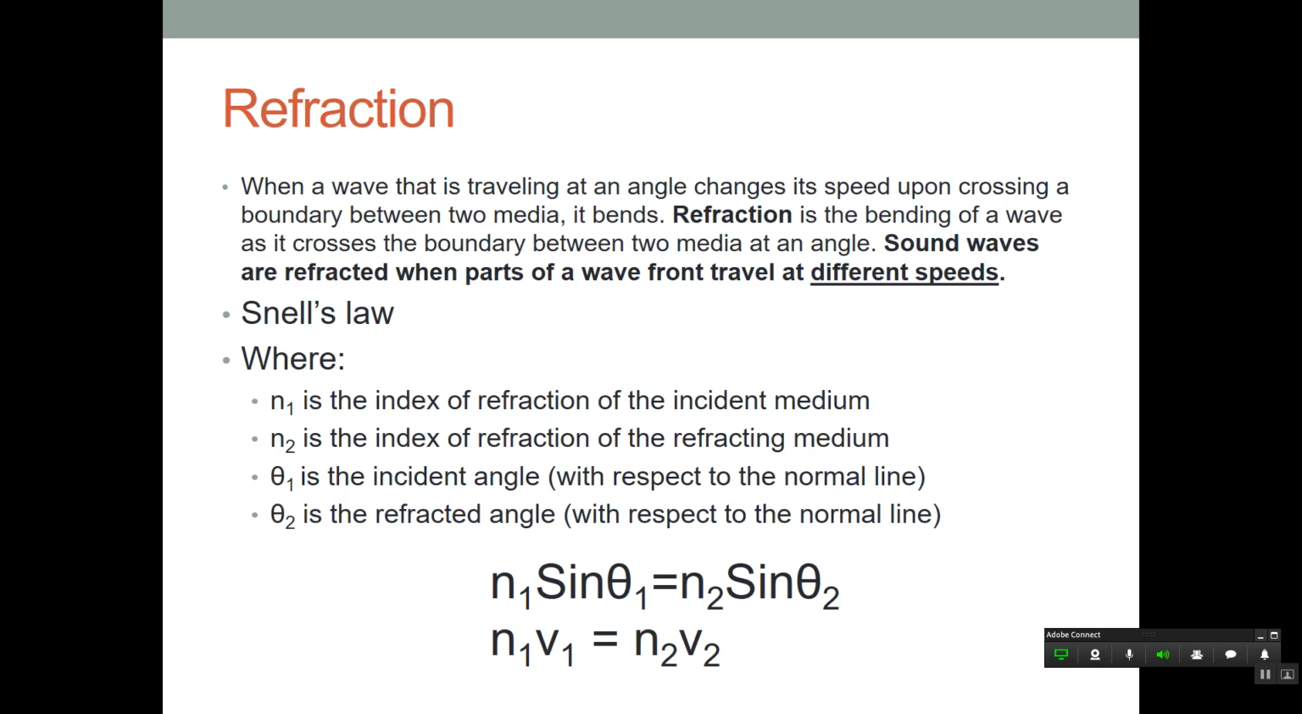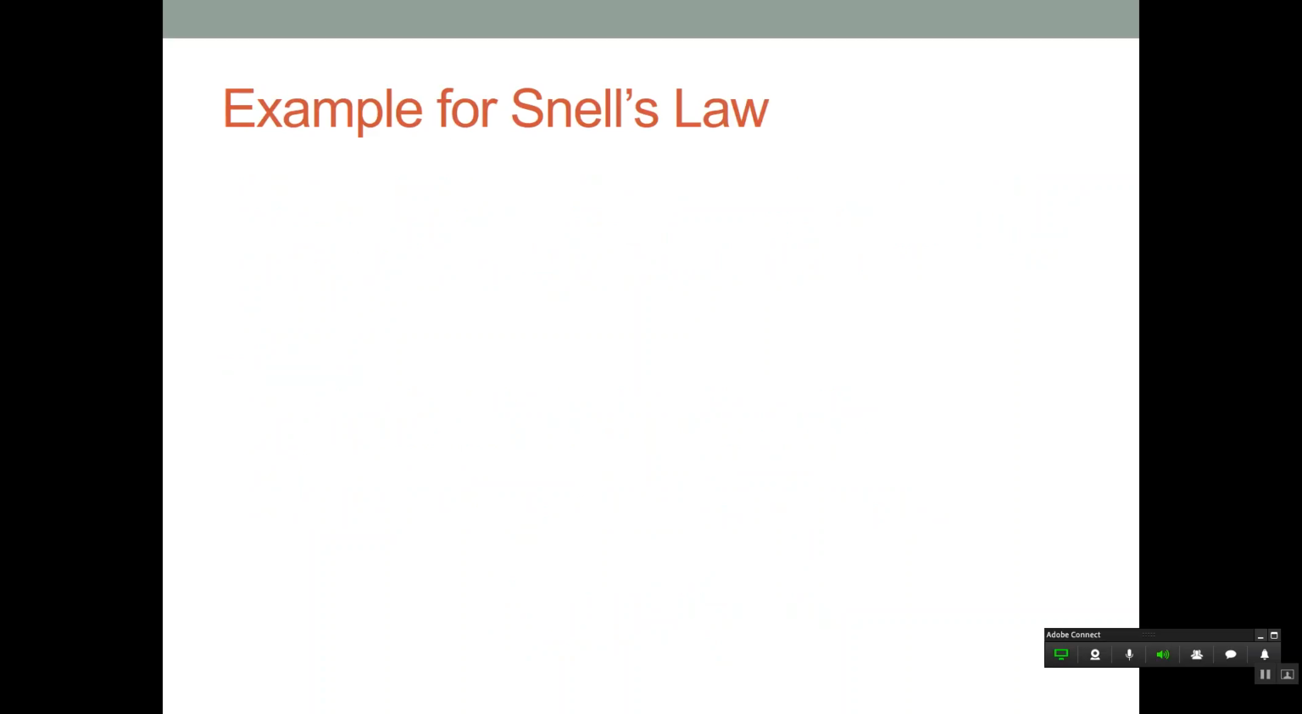Let's do an example here. So I have light coming in from the top here, and going into this new medium. And this medium is, let's say, water. It's going from air to water. So that's air. This is water. And air, we're going to say, has something called an index of refraction of 1.00. It's very close to how fast light travels in vacuum, in air. Water is going to have an n value of 1.33.